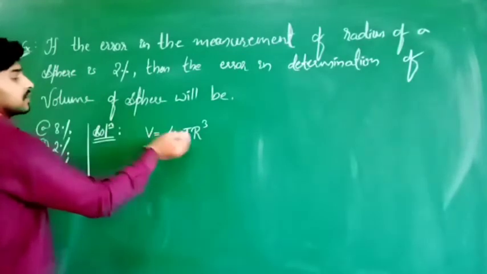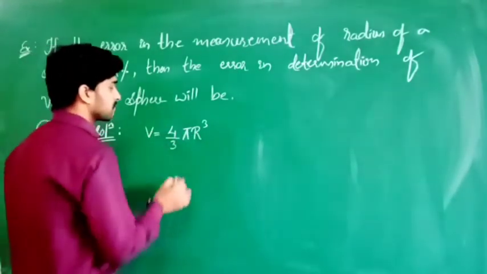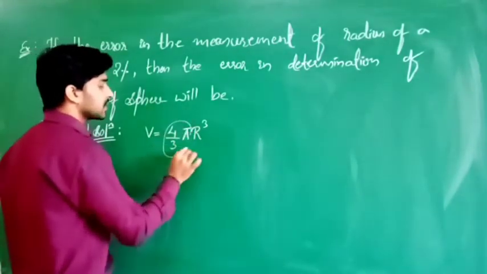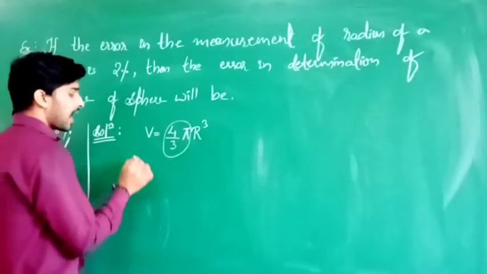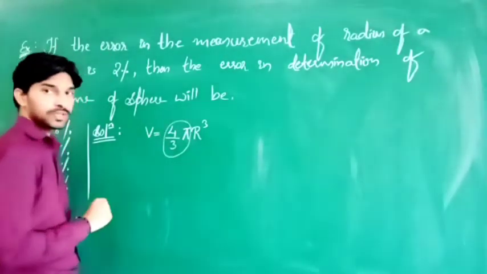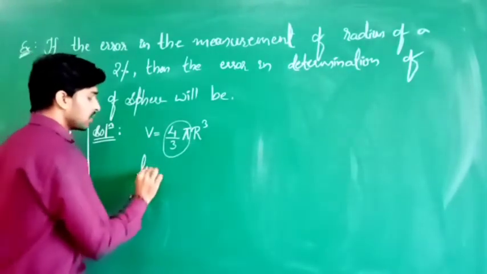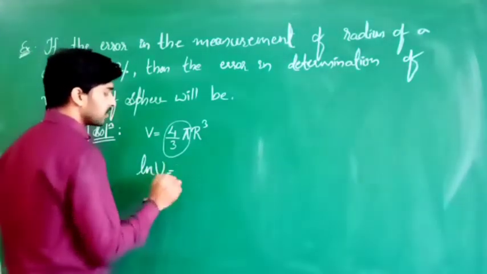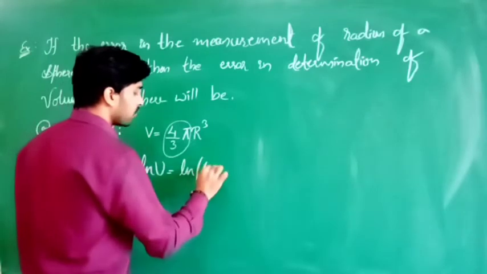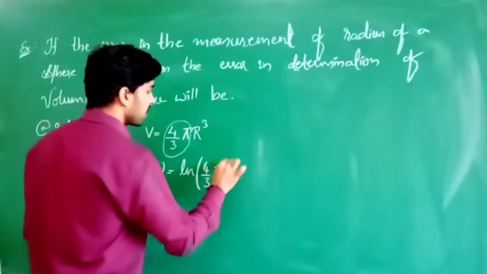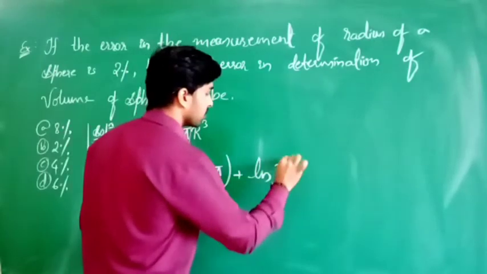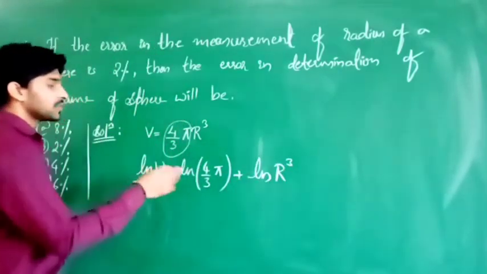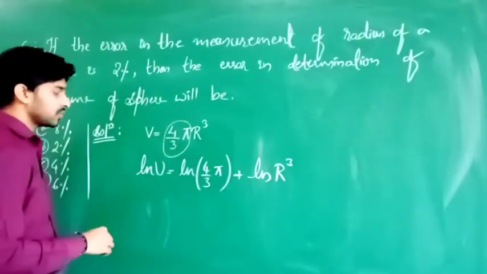Radius of a sphere. So r is nothing but the radius of a sphere. So 4 by 3 pi is nothing but a constant value. What I am considering here is taking log on both sides first of all. Clear? So ln V is equal to ln of 4 by 3 pi plus ln r cube. Clear?